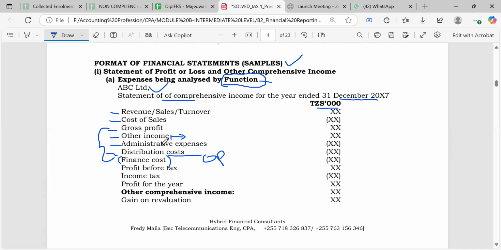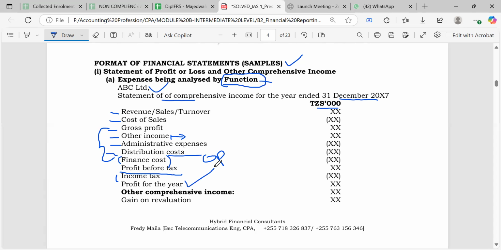Regardless of whether they come from operations or from investment, right? Yes. Okay, then after deducting the finance cost, you'll get the profit before what? Before tax, because you only have to deduct the tax, income tax. So you deduct your tax there and you have the profit for the year.